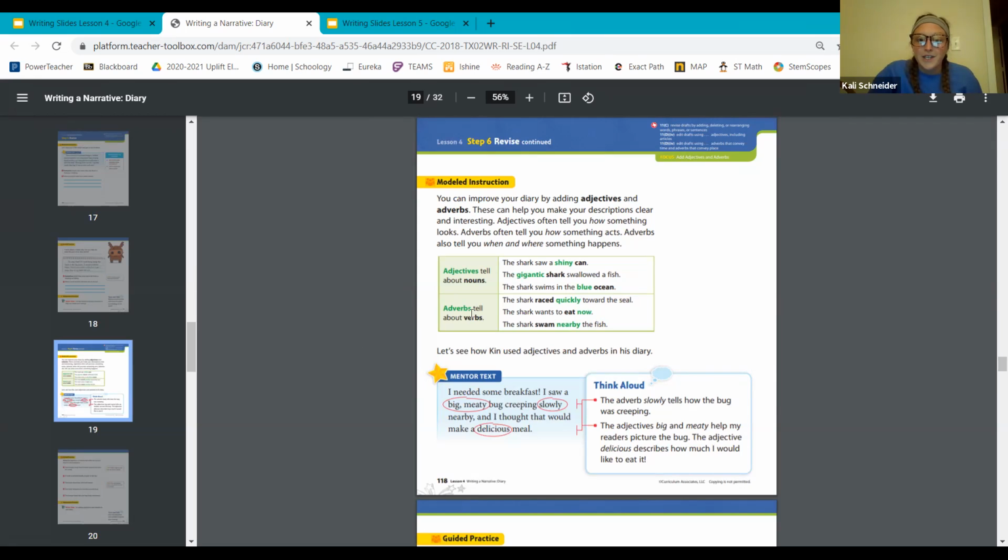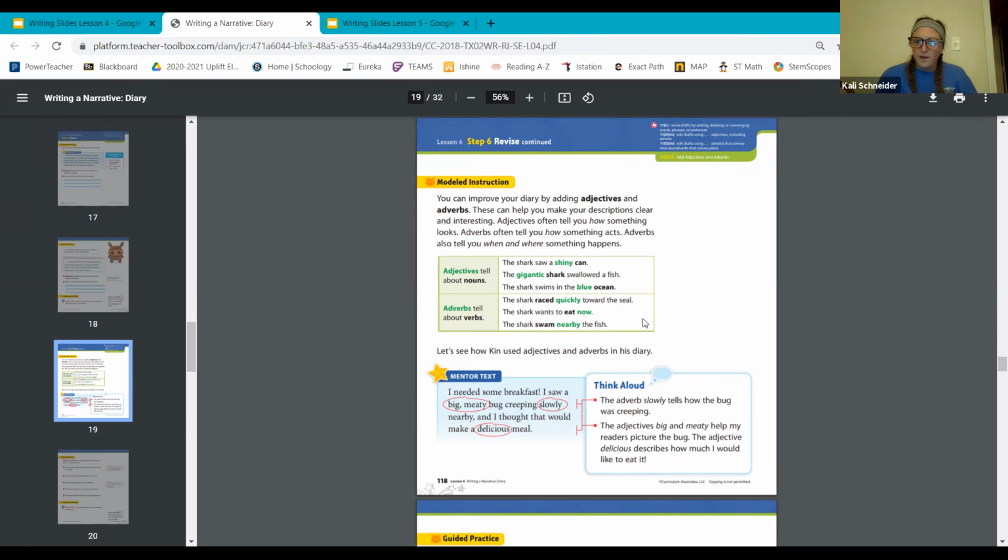All right, let's go ahead and look at adverbs. Adverbs tell about the verbs. The shark raced quickly towards the seal. So the word quickly here is giving us more information about raced and how he did that. So the shark raced towards the seal. Okay, well, the shark raced quickly towards the seal. I just imagine you need some music going on there, like, so the shark is racing so quickly. All right, the next one.